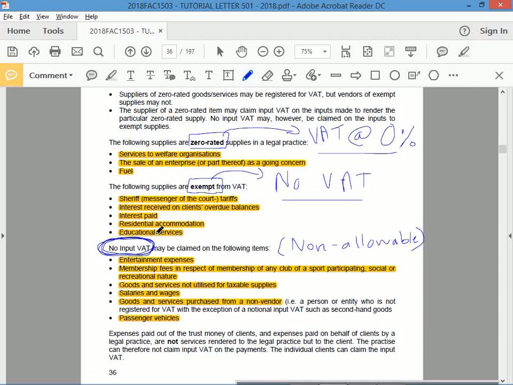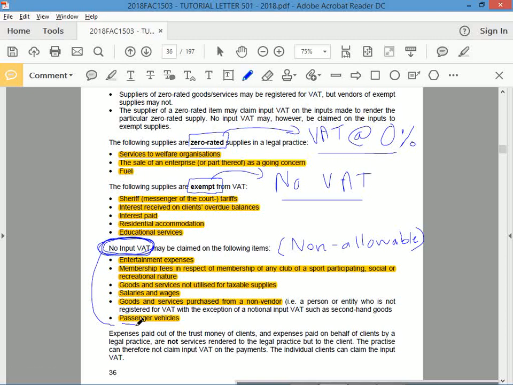Is there VAT? Yes, there's VAT on all those items, because will SARS want to collect VAT on the fees for the golf course, the gym, the sports club, whatever? Of course. SARS will want to collect 15%. They just don't want you to claim 15% because they want to discourage businesses from spending on these items.